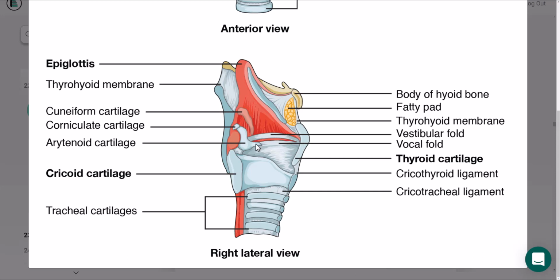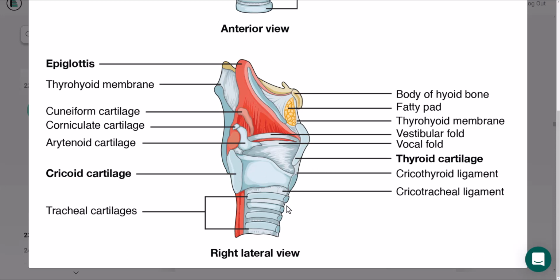Just inferior to that are the true vocal cords, or the vocal folds. These are the ligamental structures through which air passes. These vocal folds have ligamental structures within them that vibrate, and this is the source of the sound waves that are associated with your voice. Again, the big piece of cartilage is the thyroid cartilage. The second largest piece is the cricoid cartilage.